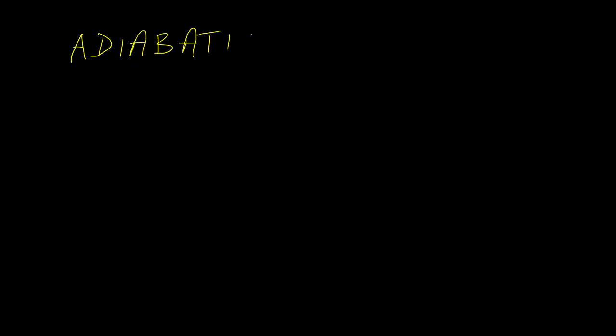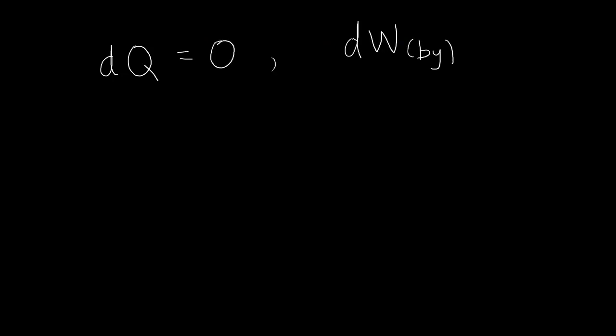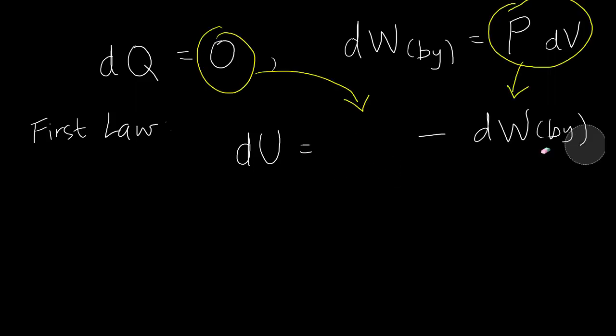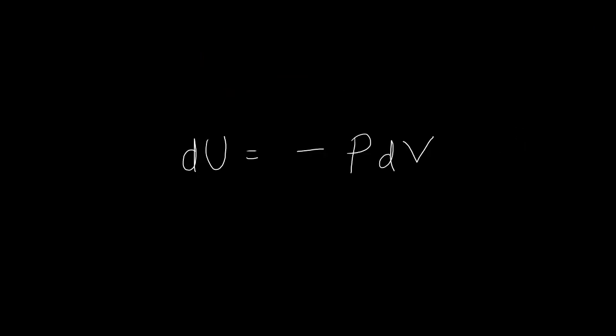Adiabatic process. In an adiabatic process, in an ideal gas, no heat is added. At each step, dq equals 0 and dw by equals pdv. By the first law, du equals dq minus dw by, so we set dq equals 0 and dw by equals pdv to get du equals minus pdv. Since U changes at each step, so does the temperature T.